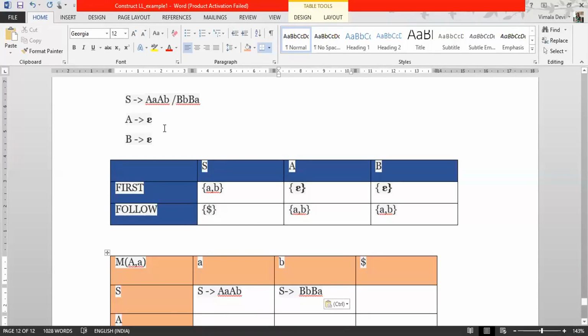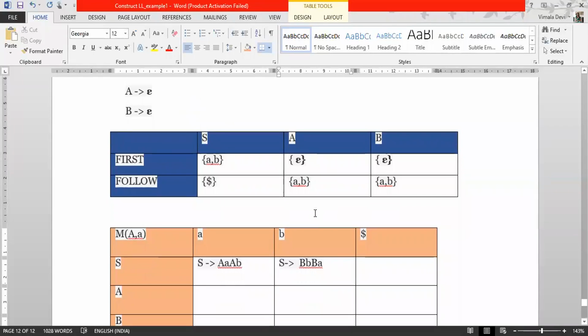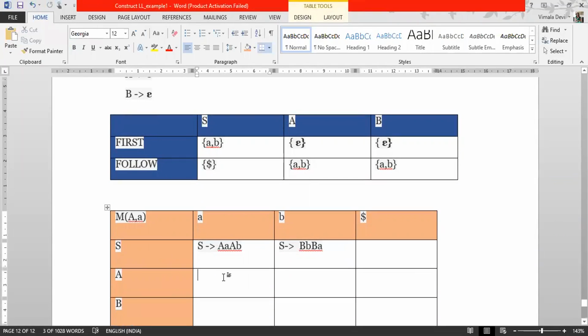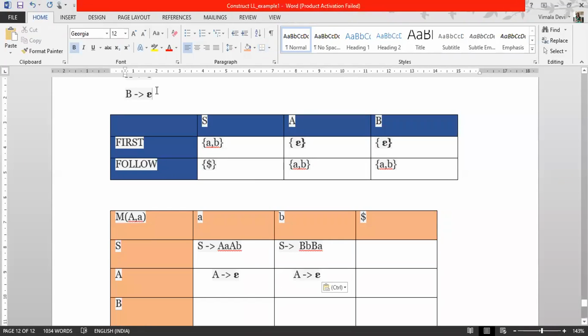Now, what is the second rule we have to fill? A derives epsilon. So, first of A contains epsilon. Whenever there is epsilon in the first set, we have to go for the follow set. So, what is the follow set of A? It is a as well as b. So, A comma b, you have to fill the rule A derives epsilon, right? So, control V, I'll copy it here. Here also I have copied A comma b, I filled in the rule A derives epsilon. Similarly, B derives epsilon. Where do you fill it? In the follow set of B, which is a comma b.